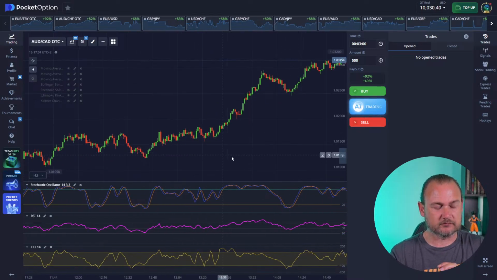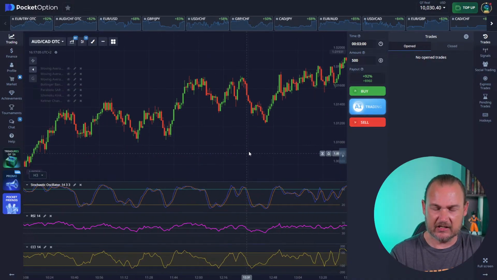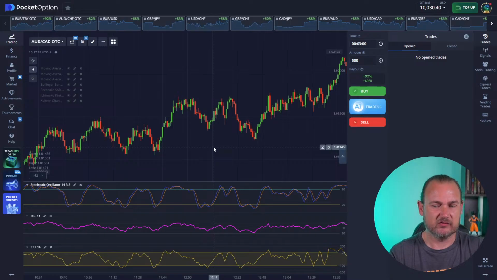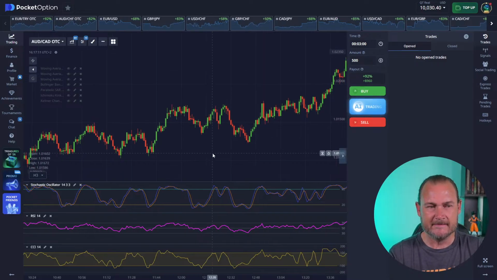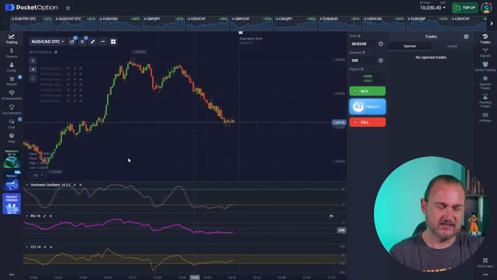So your CCI as well can be used for divergence. It can be a bit choppy at times depending on what the market's like. So you'll need to keep that in mind when you're watching. Just keep in mind what the market is like, but CCI can be used.